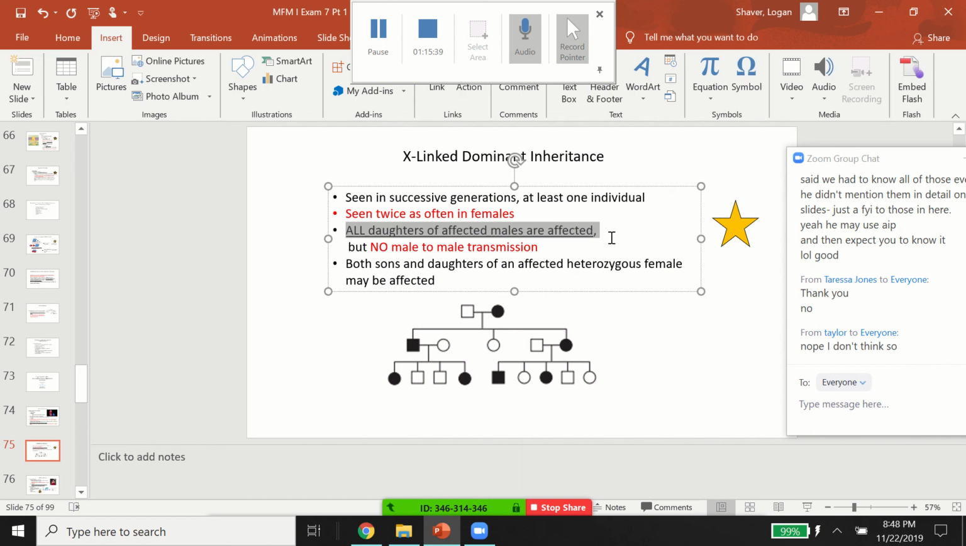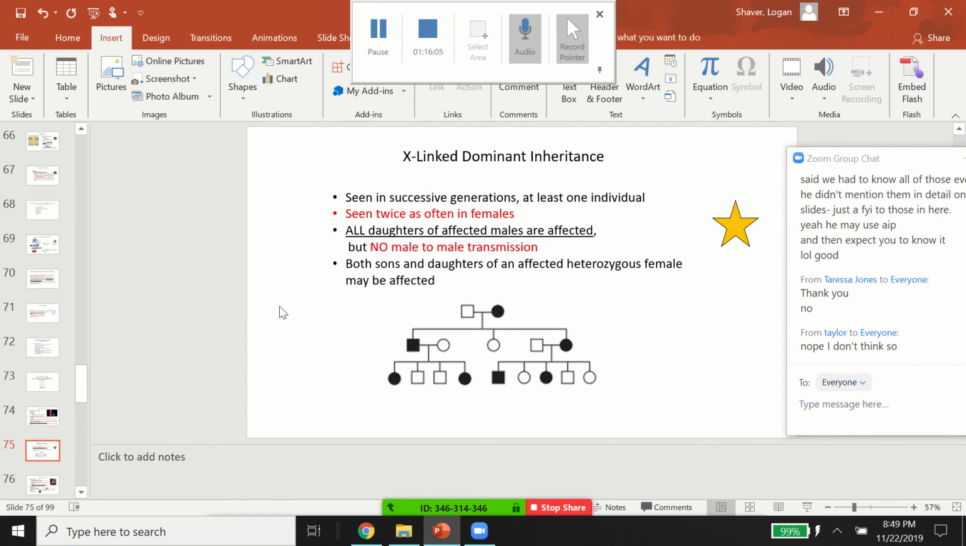Another thing to notice as well, all daughters of males that have that disease get affected. And why is that? Because they have that X and they have to give an X from them and an X from the mother as well. So if that X that they're giving is affected and it's an X-linked dominant inheritance, then they're going to get that disease, right? But notice that there is no male-to-male transmission.